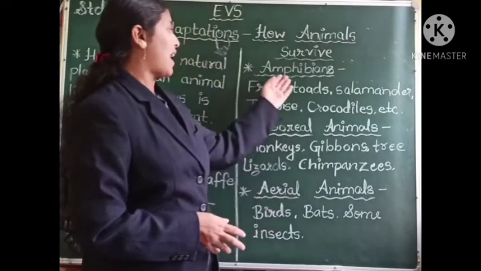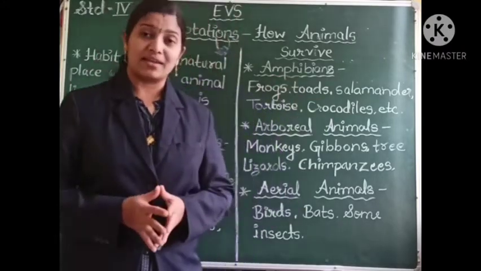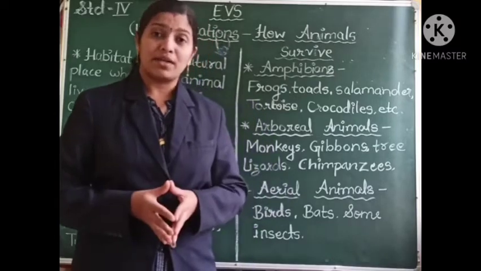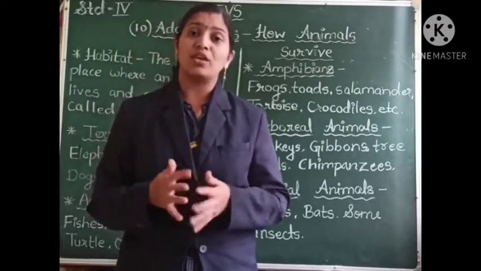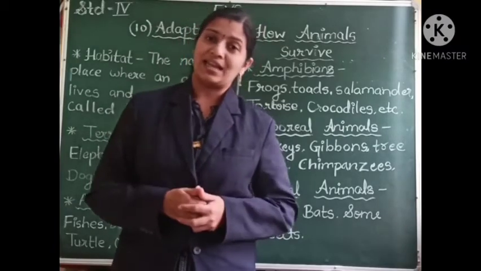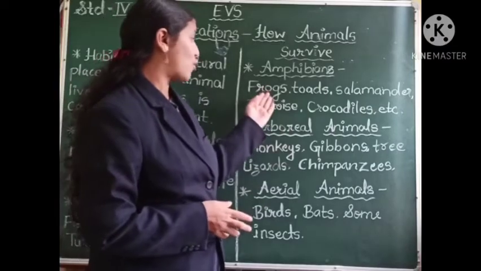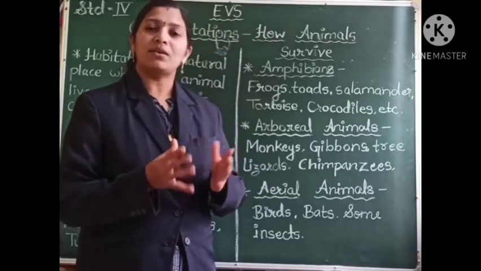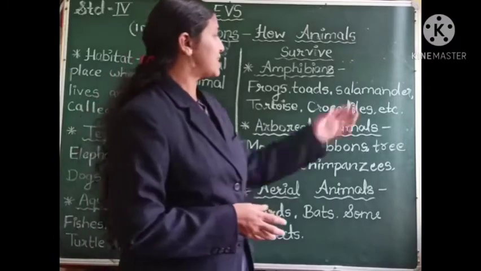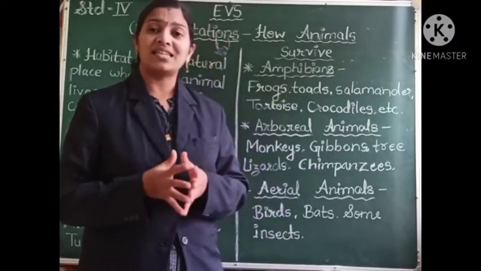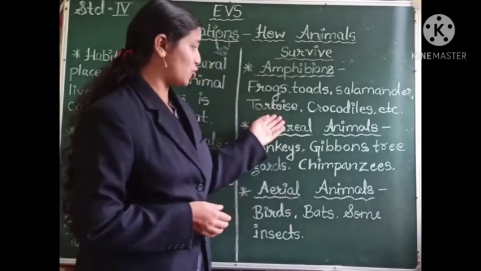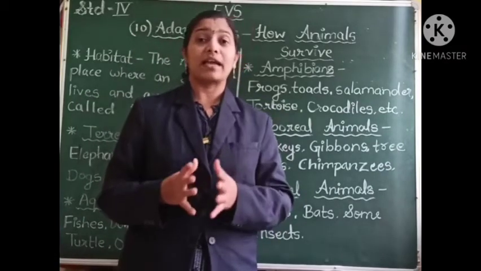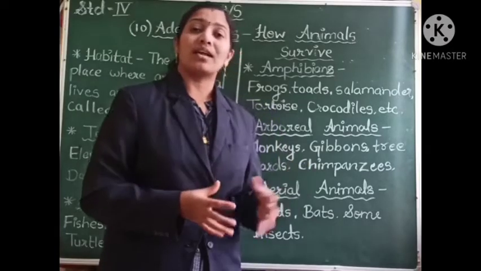The next group is amphibians. Amphibians are the animals which live in water as well as on land. So they have adapted. They have made their body adjustable to live in the water as well as on the land. So which are these animals? Animals like frogs and toads. Toads are also animals which look like frogs, but there are some differences seen in their outer structure. The next is salamander, a lizard-like animal. The next are tortoises, crocodiles and many other animals. These animals can live in water and on the land as well. So they are called amphibians.